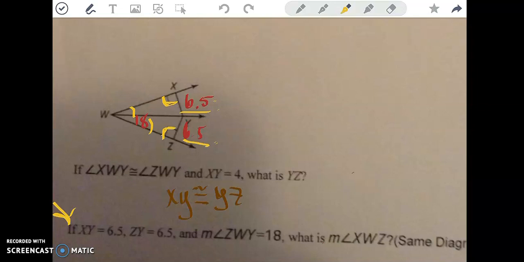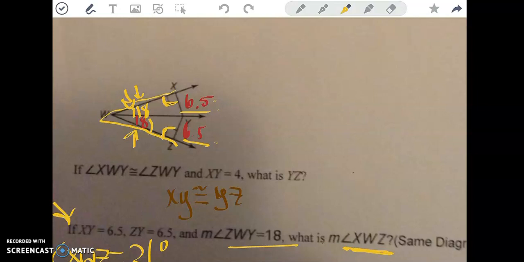So if YWZ is going to be 18, then when we look at XWY, or XWZ actually, it threw me off a little bit, we know that this is also going to be 18. It's asking for XWZ, which is the whole thing. Okay, so if this one is 18 and the bottom one is 18, put them together, the whole thing is going to be 36 degrees. So angle XWZ is going to be 36.